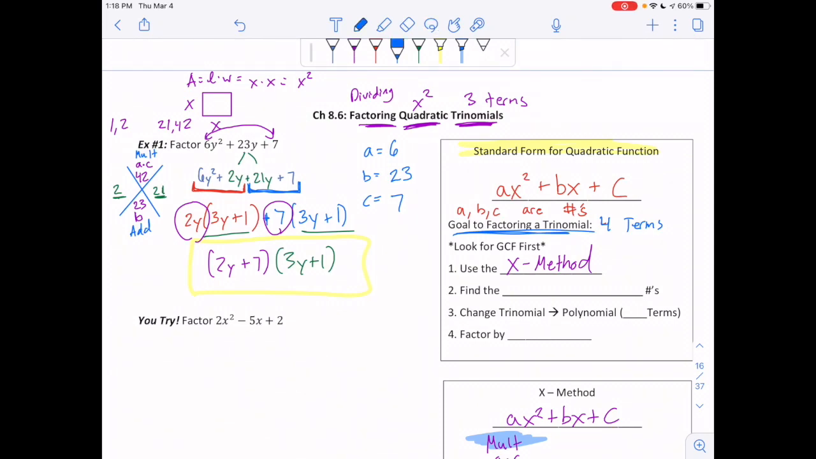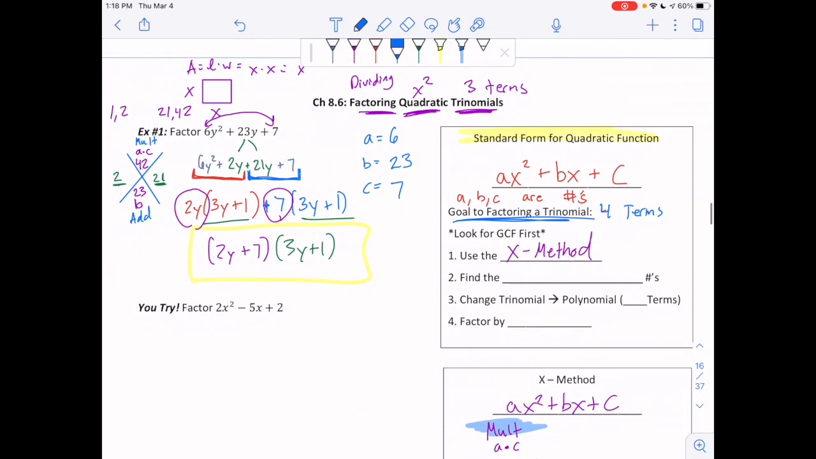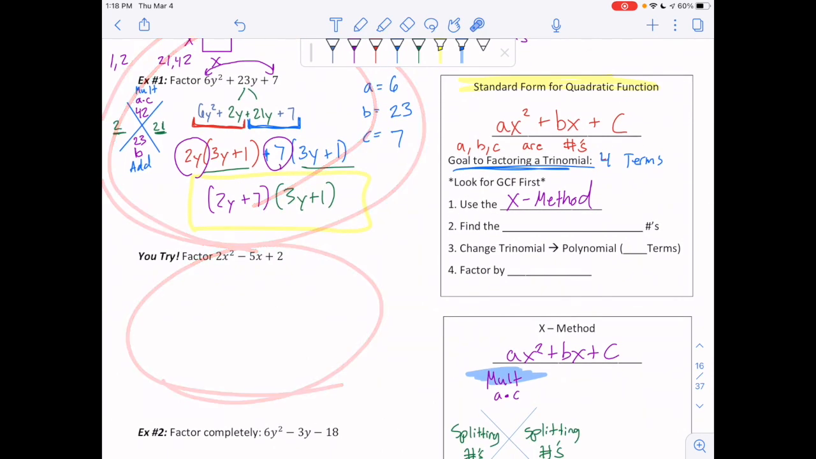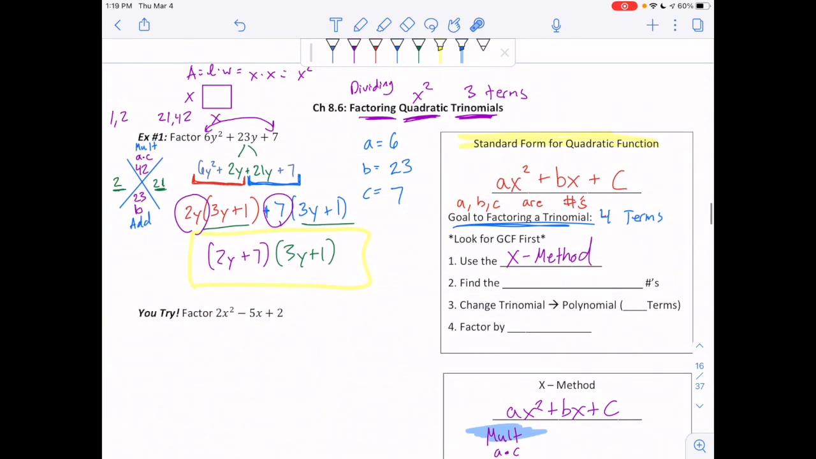All right, class. So we're gonna finish up the notes here real quick on this video. We completed the first one together. The second one, why don't you guys try to give it a shot on your own? Okay, just remember the goal, right? You want to change these three terms to 4, right? Because when we do 4, then we can actually do our factor by grouping.